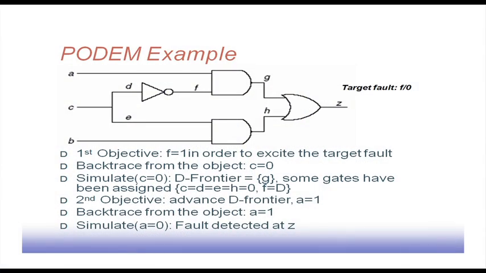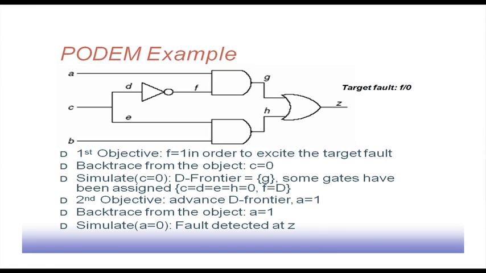In the PODEM algorithm, the basic idea is that instead of the J frontier of the D algorithm, we take it to the primary inputs. So for a particular point to be justified, we figure out the primary inputs that can control the value at that point, and then try to set the primary input to some appropriate value.